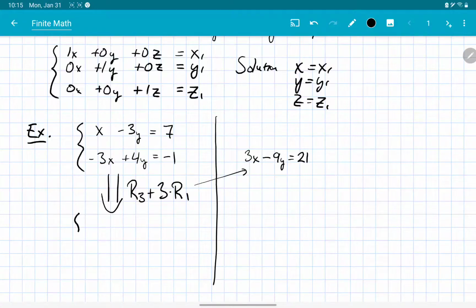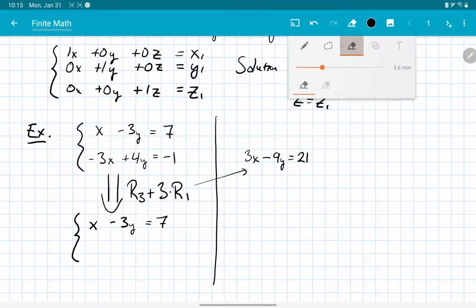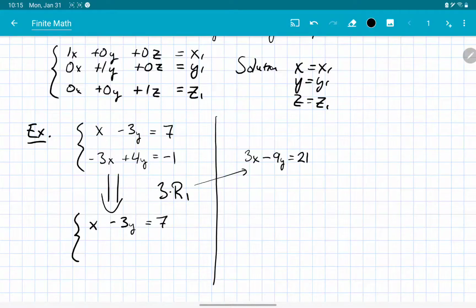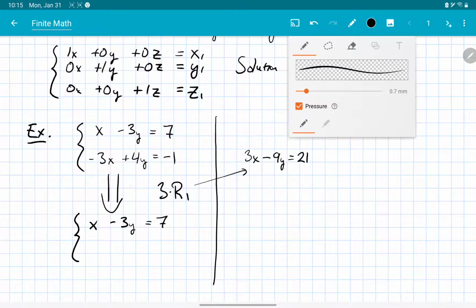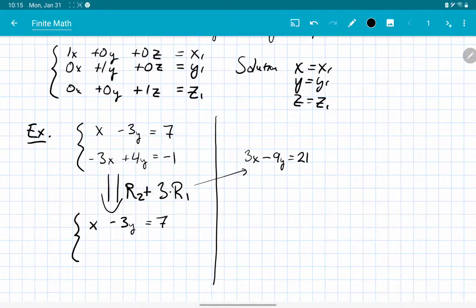And now I'm going to write down the same system. I'm not doing anything to row 1. But row 2, sorry, why did I say row 3? I mean row 2. There's only 2 rows here. Row 2 plus 3 times row 1. So when I add row 2, which is this equation here, to 3 times row 1, which is this equation here, I get 0x. I get negative 5y. And I get 20 on this side.